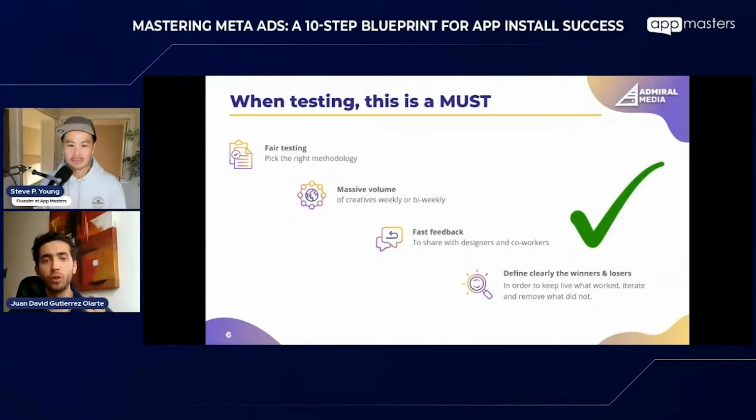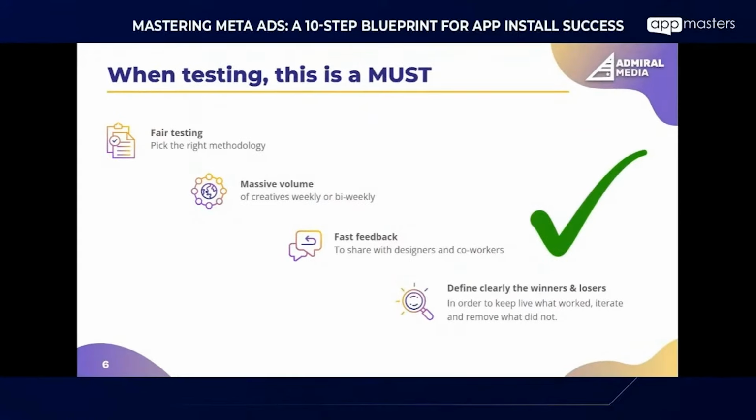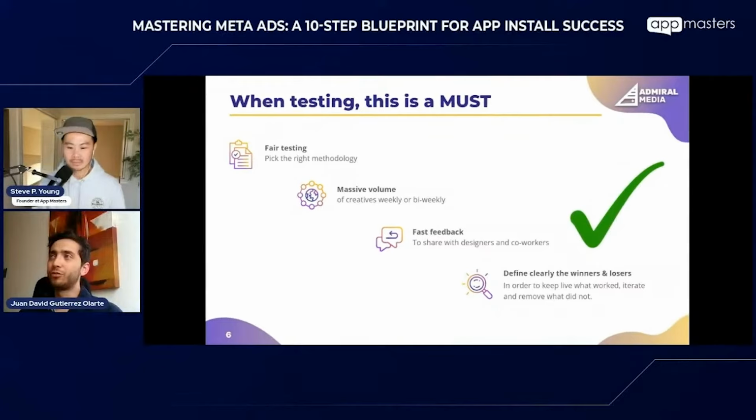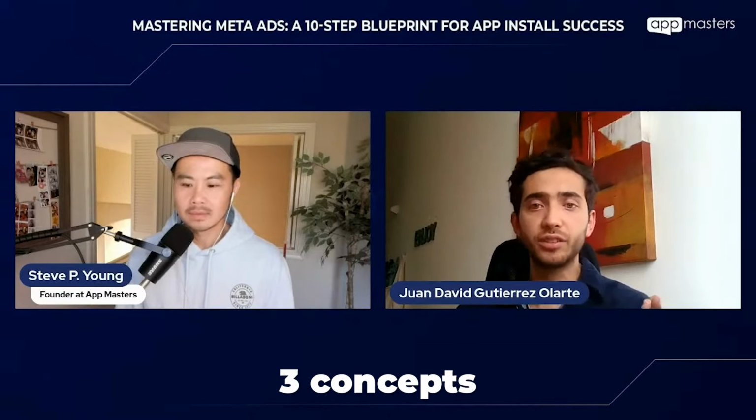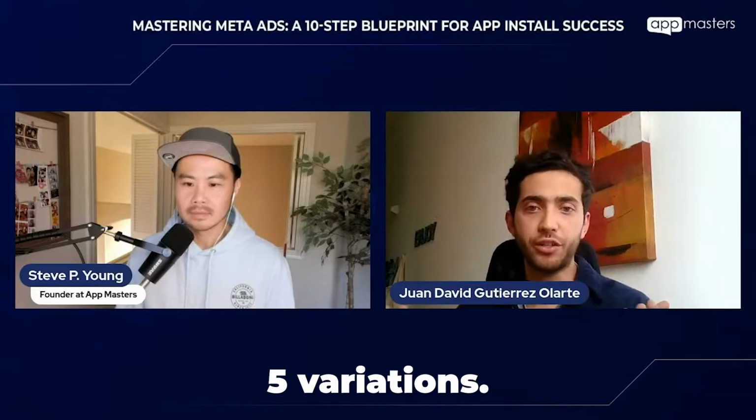When we are testing, what we want is to get data on creatives, because there are some cases where we have new concepts and creatives, but are not able to run them all and to have insights for them. After that, we're going to define clearly winners and losers so we can keep iterating on that and remove what didn't work. Are you saying like we need hundreds of creatives to start testing? About 50 over with massive data amounts, but normally what I have in my clients is 3 concepts. Each concept contains 5 variations, so it would mean 15 in total.